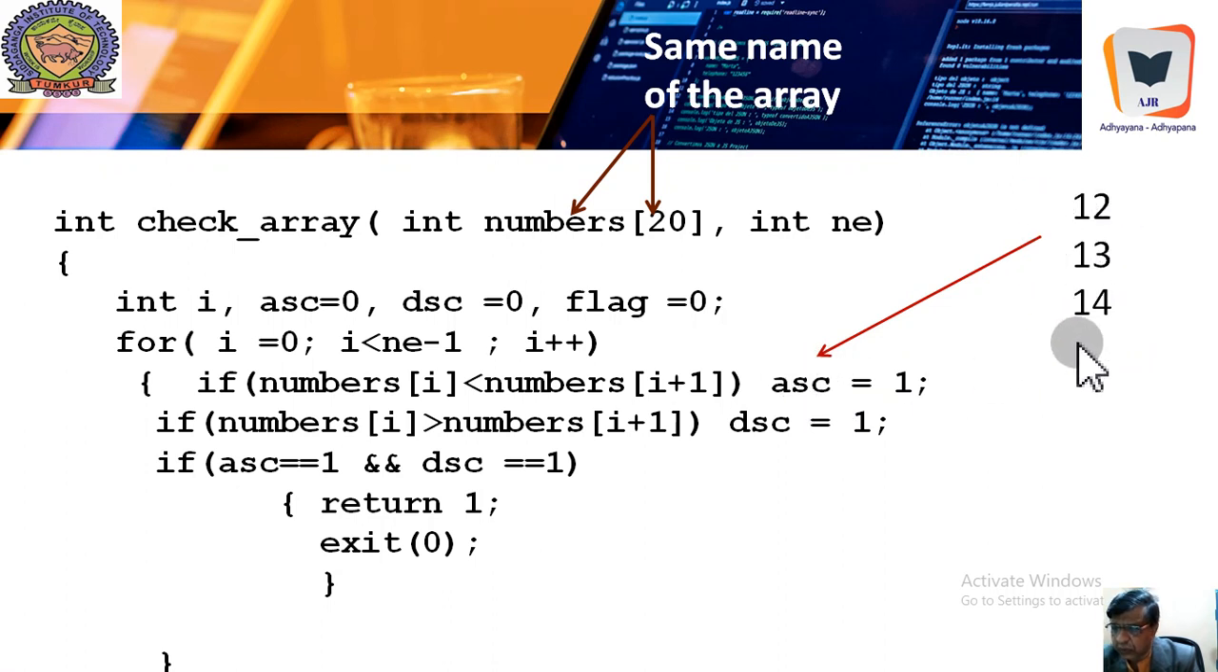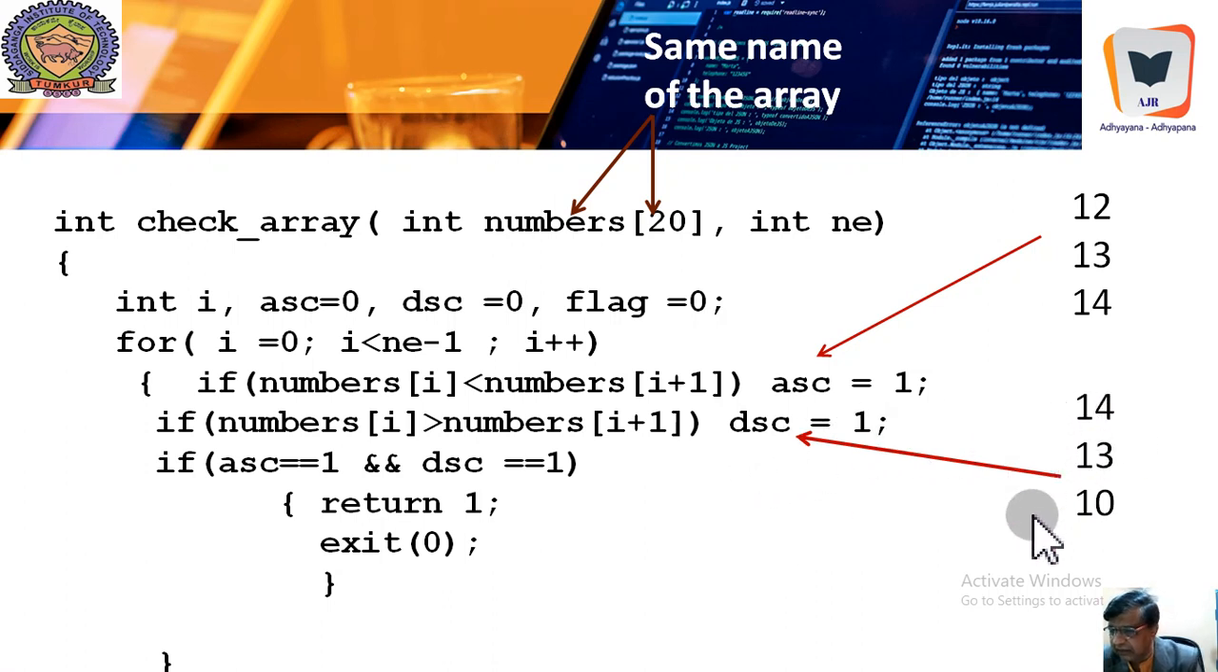If this comes true for a particular input, 12, 13, 14, some kind of an array which is already arranged in ascending order, then ascending remains 1 till the for loop is completed. On the other hand, if the input were something like 14, 13 and 10, which is in descending order, numbers[i], the previous element, is greater than the next element, then descending will be 1.